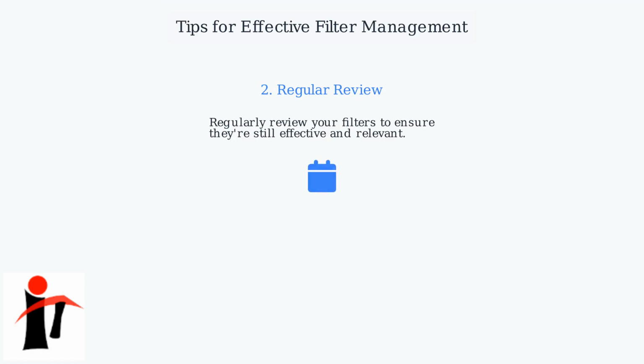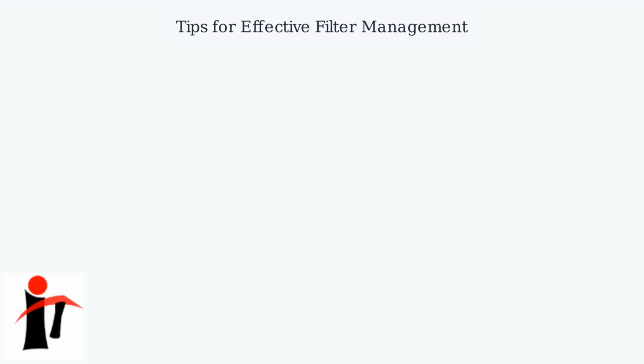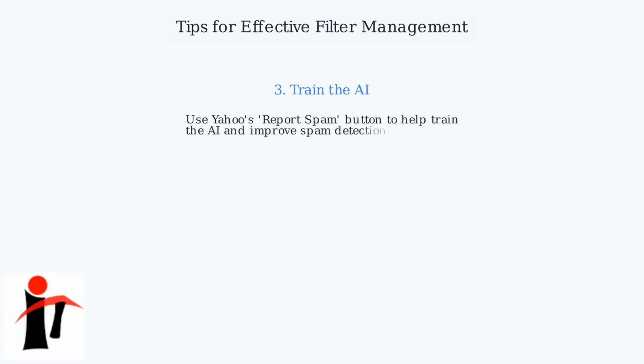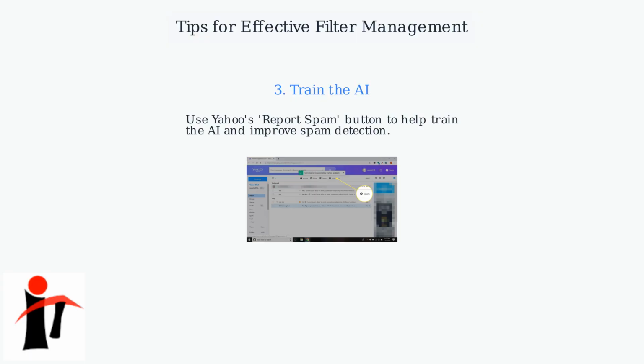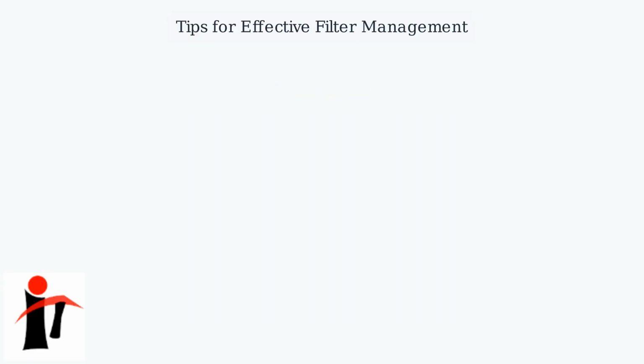Over time, your email habits may change, so check that your rules are still catching the right messages and not blocking important ones. Third, use Yahoo's Report Spam button to train the AI. When you mark legitimate emails as spam or vice versa, it helps the system learn and improve its automatic filtering.